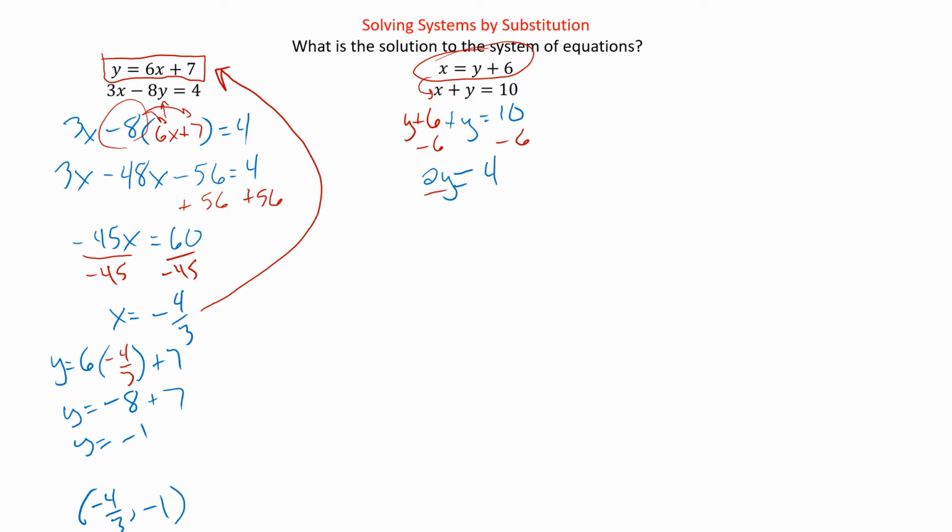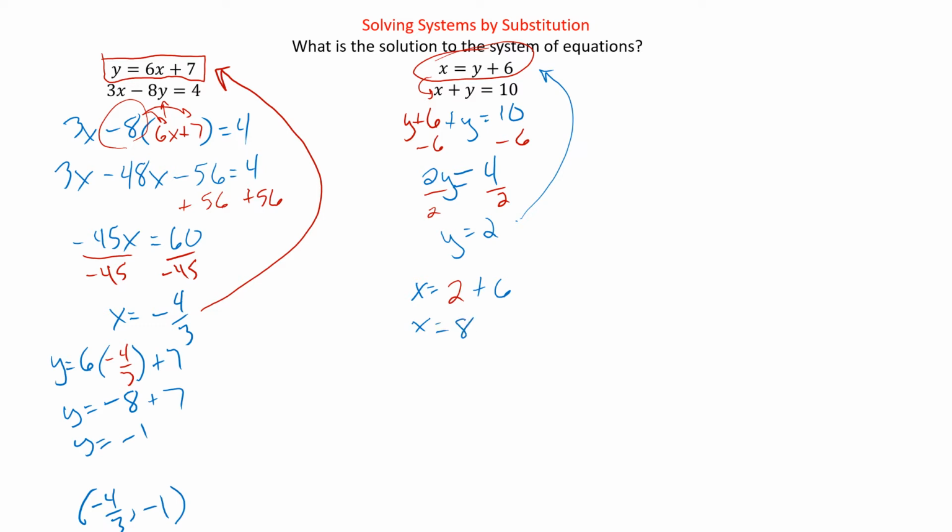To get y by itself, we divide by 2. And so y equals 4 divided by 2 is 2. Oh, hey, that was a lot easier. Let's take that and plug it into the top one. So x will equal y, which was 2, plus 6. 2 plus 6, x equals 8.